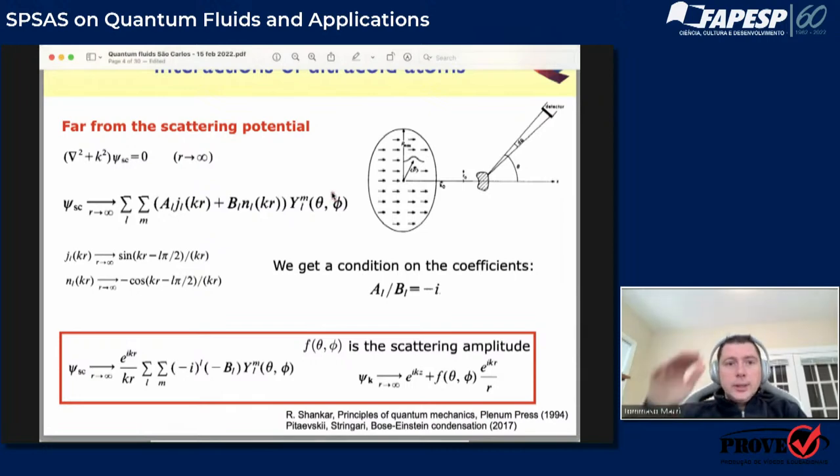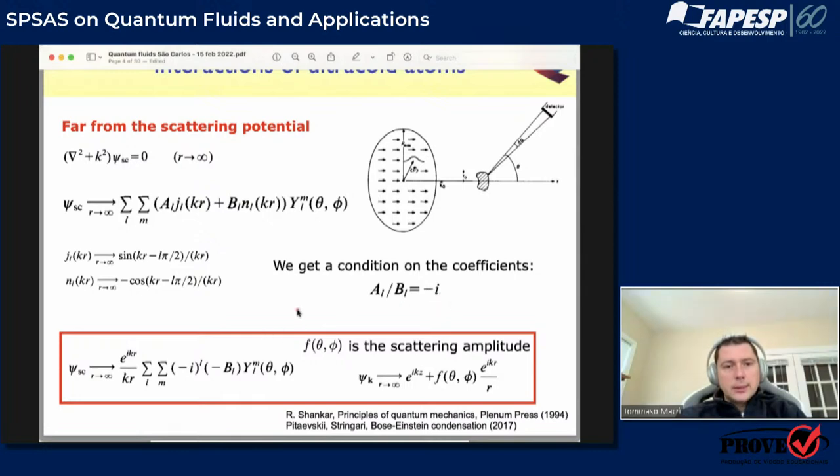Now, the fact that we need a scattering boundary condition implies that we would like to obtain something which goes like e^{ikr} for very large distances. Given the asymptotic expression for the Bessel and Neumann functions, we get essentially a condition for these two factors, A_l and B_l. The condition is that A_l over B_l is equal to minus i.